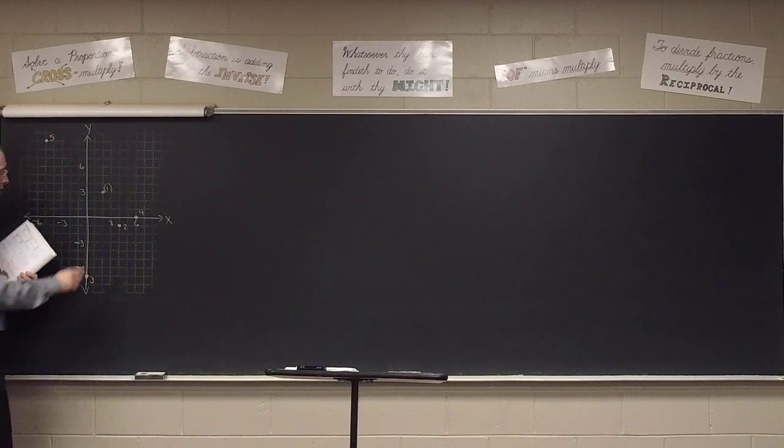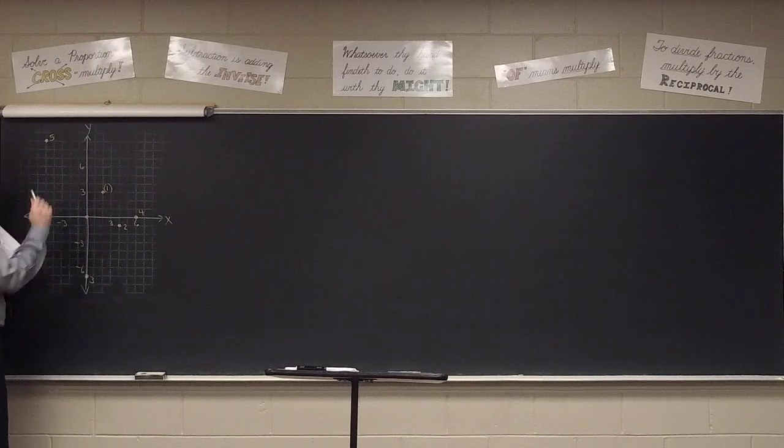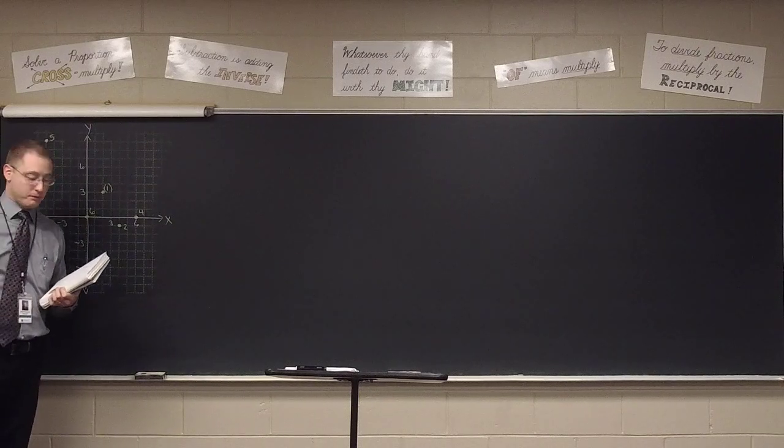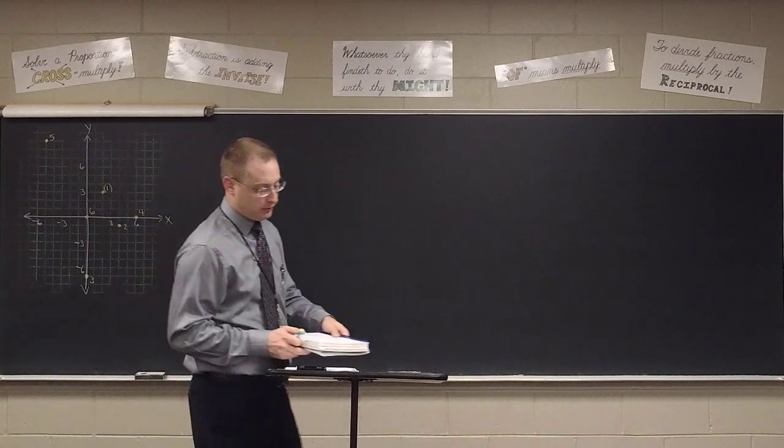All right, and then 0, 0, of course, class, we call the origin. And so point number 6 would have been the origin. Do we have all 6 of those points plotted correctly? Excellent. Let's move on then to a couple of linear equations.